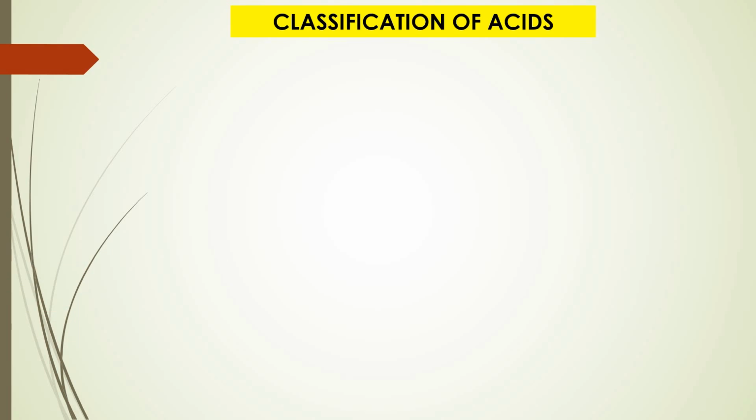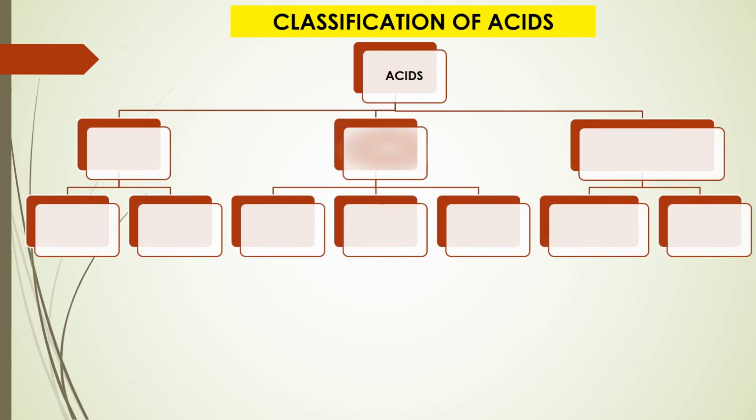Acids can be classified broadly on three bases, and they are their origin, their basicity and their concentration. So based on these three bases or points, acids can be classified. Let us start with classification of acids based on origin first.